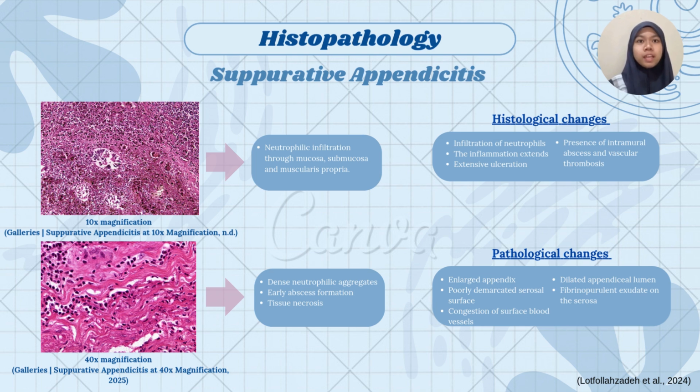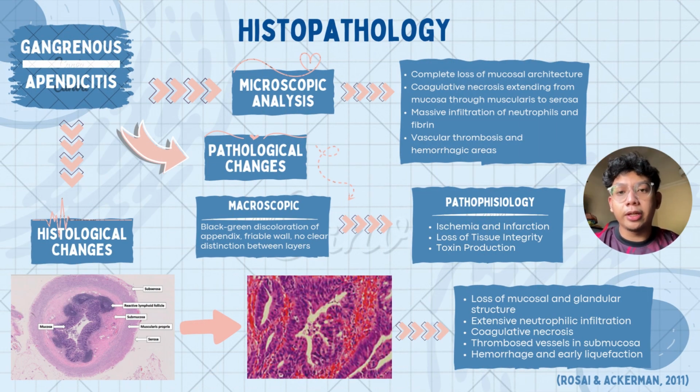Grossly, the appendix appears enlarged with a poorly demarcated serosal surface. Surface vessels are congested, the lumen is dilated, and the serosa is covered by a thick fibrinopurulent exudate. Next, we move on to gangrenous appendicitis.